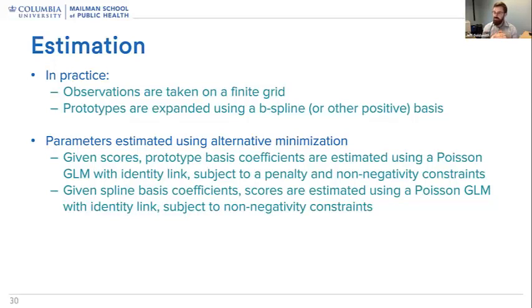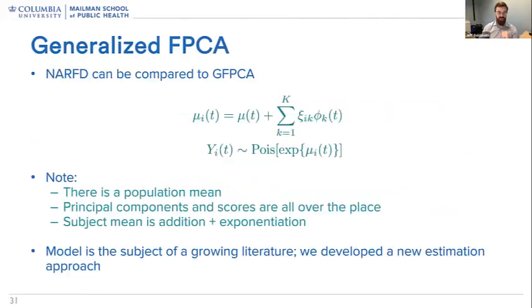But that's the basic idea: to alternate between two processes of non-negative score estimation and then non-negative spline coefficient estimation while taking into account the overall data structure. I want to compare this with a generalized version of FPCA, where instead of assuming that things are non-negative, I'm just going to allow scores to be whatever they are and basis functions to be whatever they are. Here, because I'm dealing with things that are not all non-negative, I am allowing a population level mean in addition to a subject-specific deviation, but I'm still thinking of the data as being distributed Poisson around whatever that latent subject mean is.